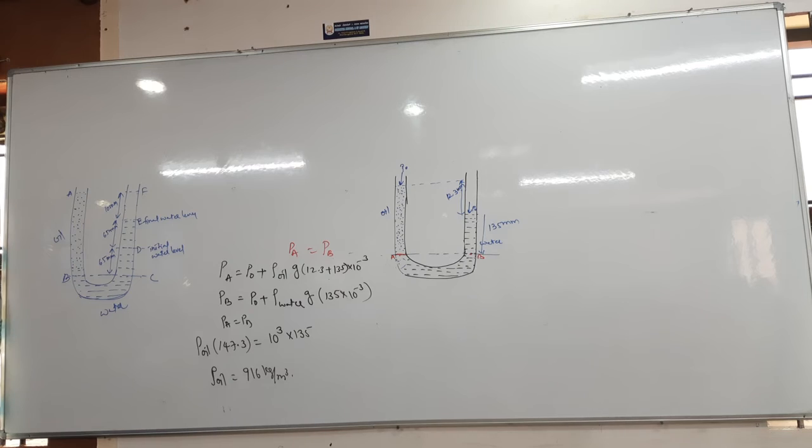Indirectly, height of the water is how much here? 65 plus 65 is 130, plus 10 will be how much? 140 is the height of the oil. Then you will get the answer. 928 is the exact answer. Yes, 928 is the exact answer here.